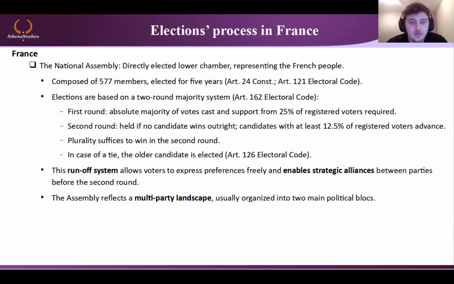And so this runoff system allows voters to express preferences freely and enables strategic alliances between parties before the second round. And we've seen that. We've seen alliances in the Senate to win more, in the National Assembly to win more seats. That's always very political, very interesting. And so the National Assembly reflects a multi-party landscape. Unlike in the US, for example, where there are only two main parties, in France we generally have, let's say, a dozen, like 5, 6, 7, 8, 9, 10, from the very far right to the communists. So yeah, everyone can talk in the assembly.